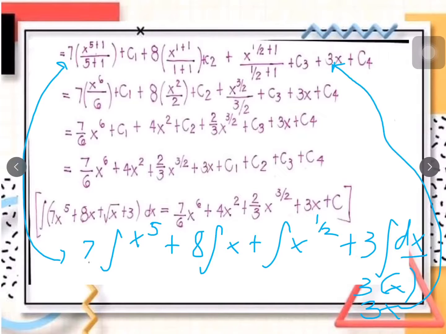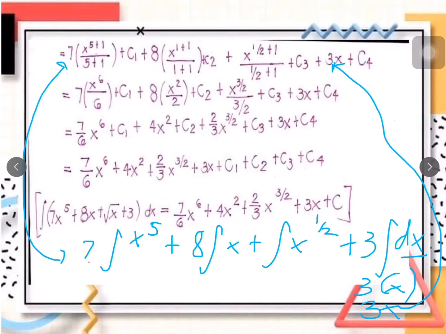So, by performing, 7 times x to the 5 plus 1 over 5 plus 1 plus c1, our arbitrary constant in the first term, plus 8 times x to the 1 plus 1 over 1 plus 1 plus our arbitrary constant in the second term, plus x to the 1/2 plus 1 over 1/2 plus 1 plus our arbitrary constant in the third term, plus 3x plus our arbitrary constant in the fourth term.